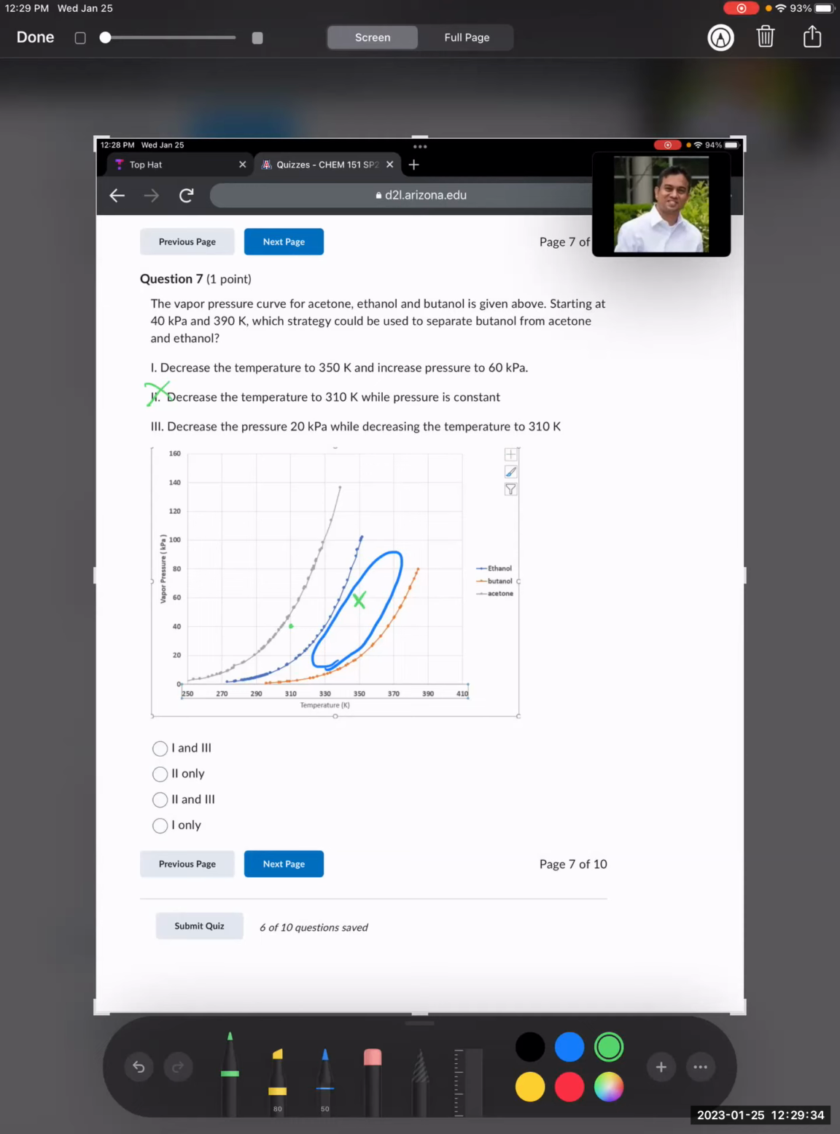Option 3, decrease the pressure to 20 kilopascals while decreasing the temperature to 310 Kelvin. So 20 and 310 is around here. Nope, we are not in the blue region over here. If you're not here, we cannot separate butanol from the other substances. So that is out as well, option 1 only.